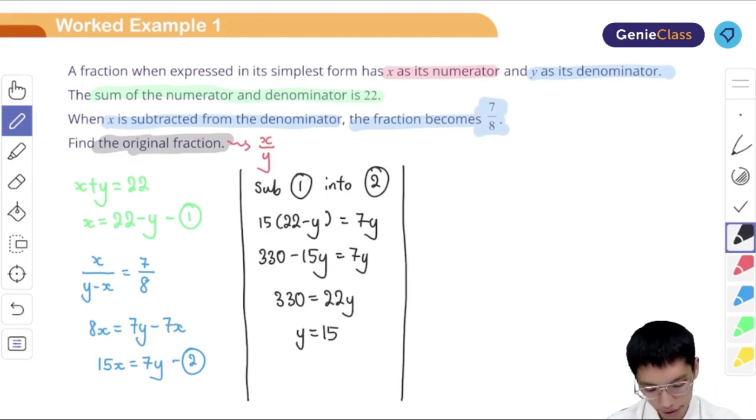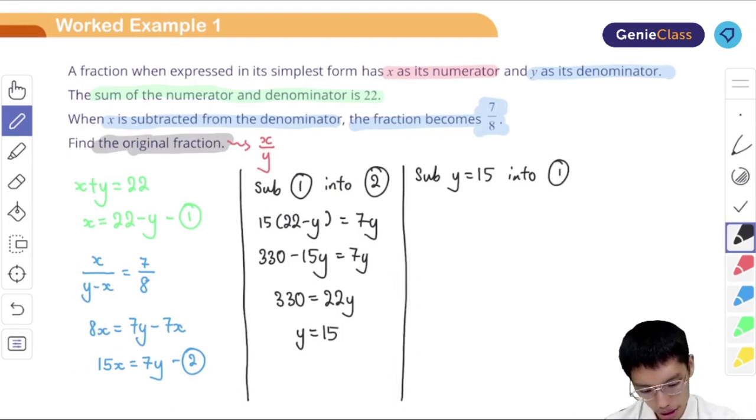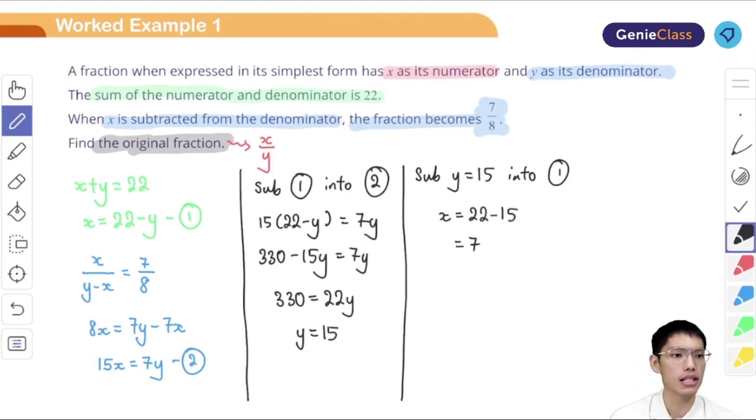So substituting y equals 15 into, in this case, you can use whichever equation you prefer. It's up to you. So therefore, I will sub into 1. Easier, because my numbers are not so big. So that's why I have x equals 22 minus 15 equals 7. And then, that's it. I stop my answer there. Is this correct? Have I solved the question completely yet?